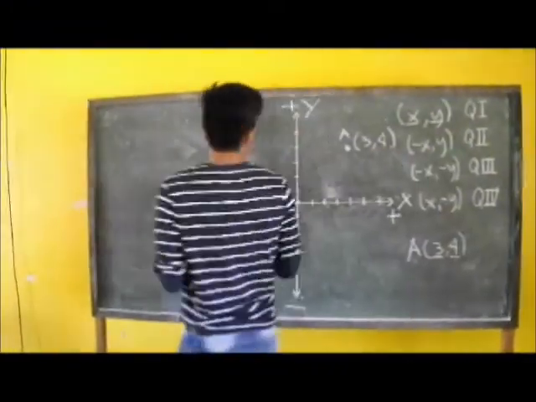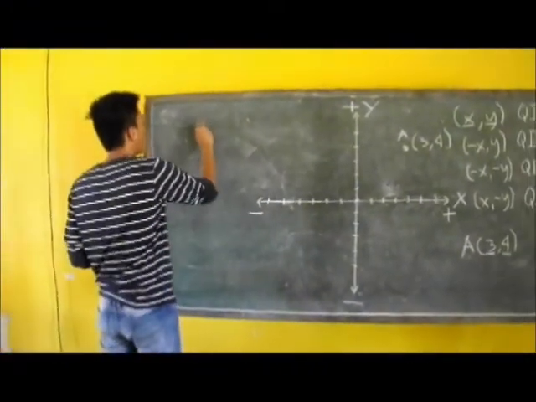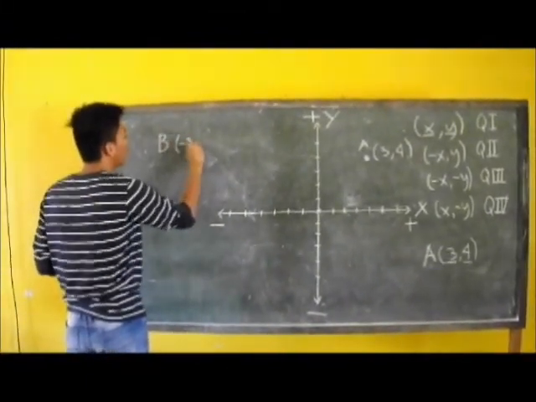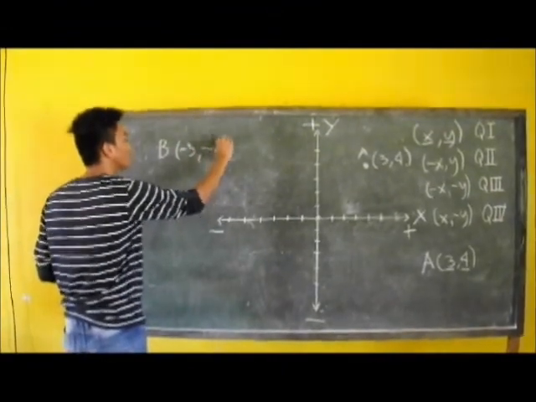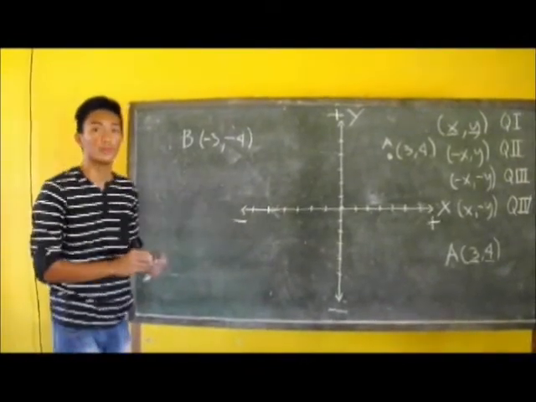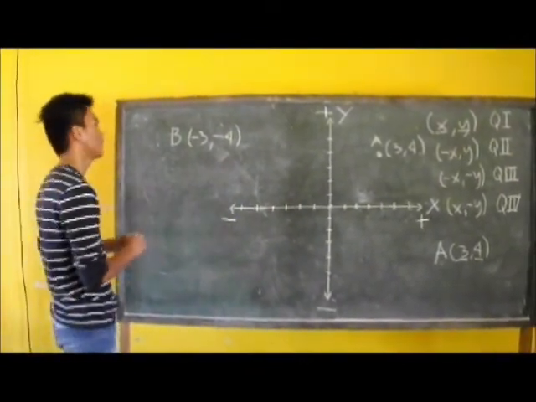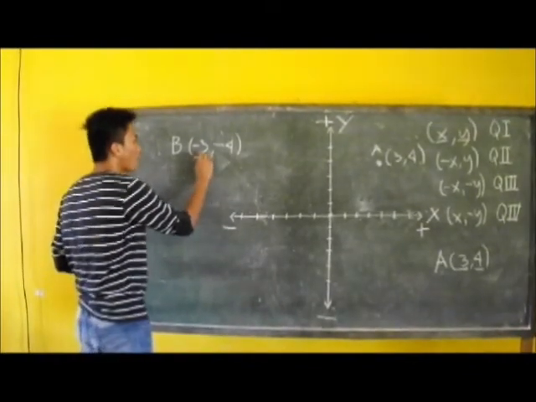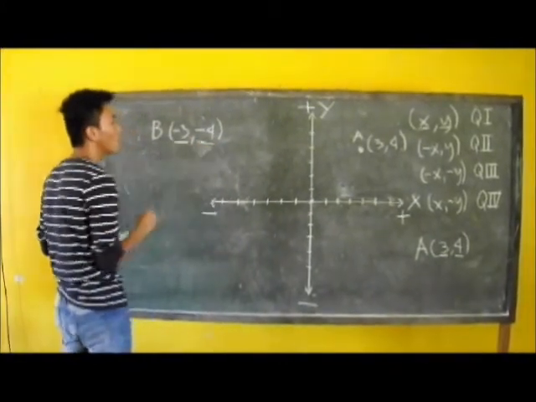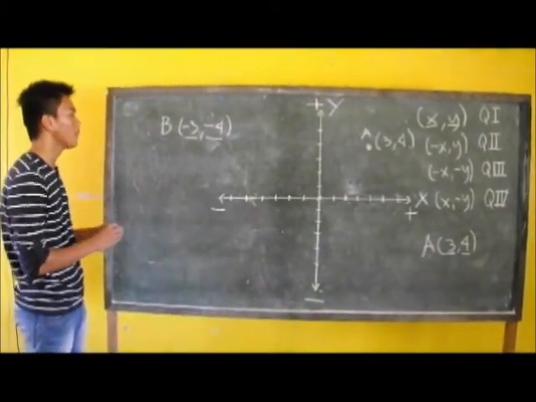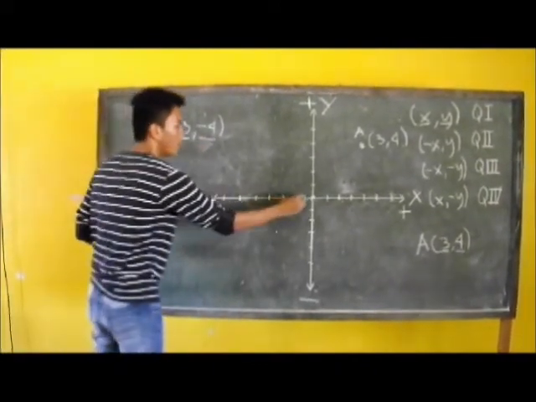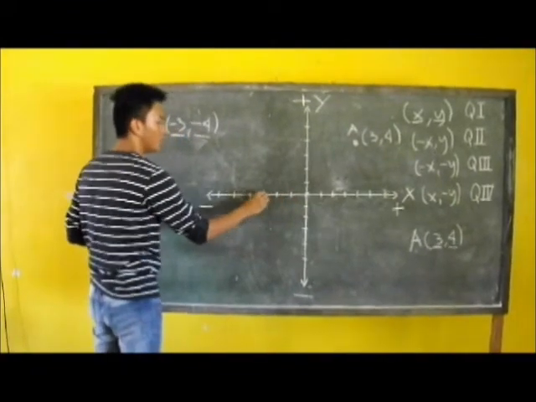Another example is we are going to plot point B, which has the coordinates of -3 and -4. So, where do you think point B will lie? In quadrant 3. Since the value of the x-coordinate is negative and the value of the y-coordinate is negative. So, we are going to count 3 from the point of origin to the left portion of the x-axis because it is negative. 1, 2, 3.